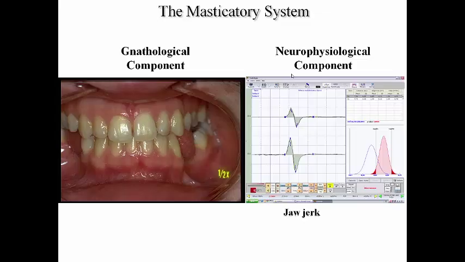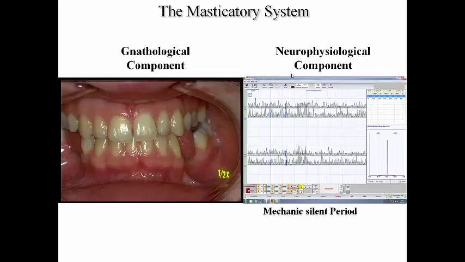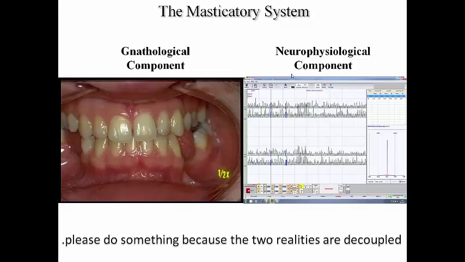decreasing the facilitation on the right side. And not only that: when I try to perform a maximum effort bite, recruiting all motor neurons available, I'm able to recruit only a few motor neurons, and my polysynaptic inhibitory circuitry fails to evoke the silent period." So the brain keeps saying, "Please do something, because the two realities are decoupled." I feel that you would like to know how, and for me, it's a pleasure to show you.